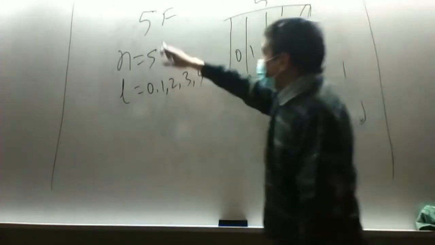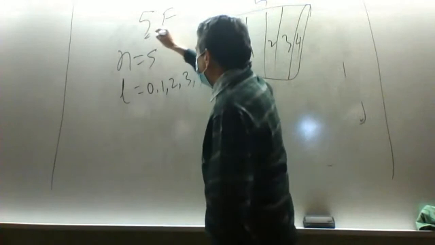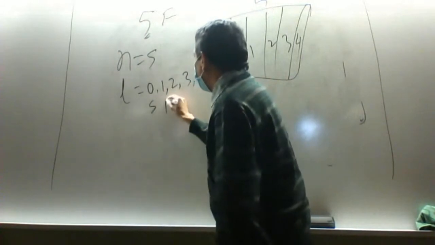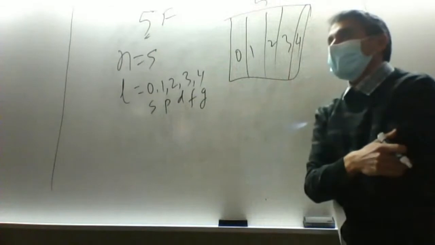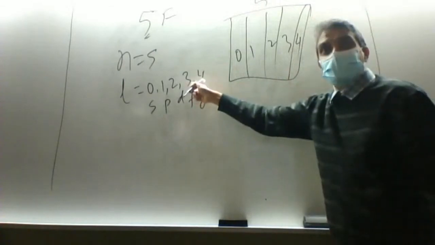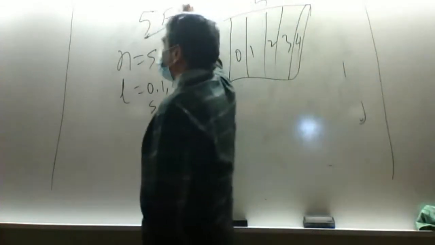Now look here. Do I have 5? Yes, I have 5. Now give the names here: S, P, D, F, G. Do I have an F value? Of course, I have an F value here, 3, right? So this is possible.